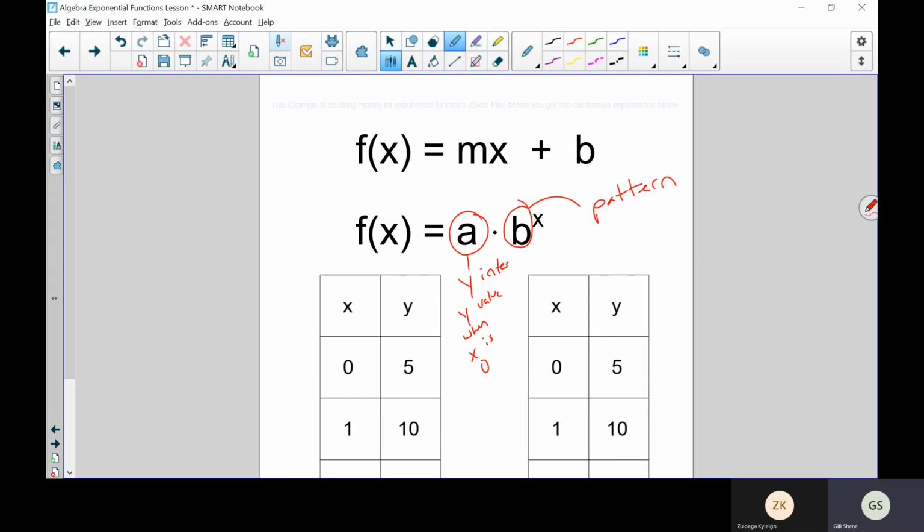So in order to create this, the a value, and we're on the left table, the exponential table, what is the value of a? What is the y value when x is 0? On the table on the left.